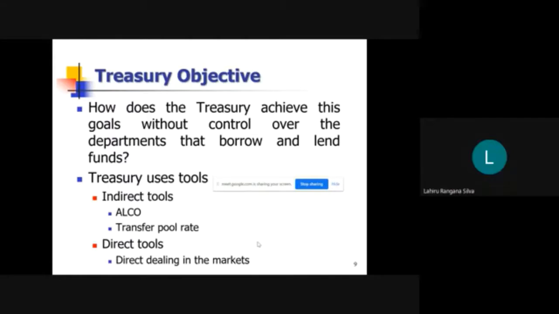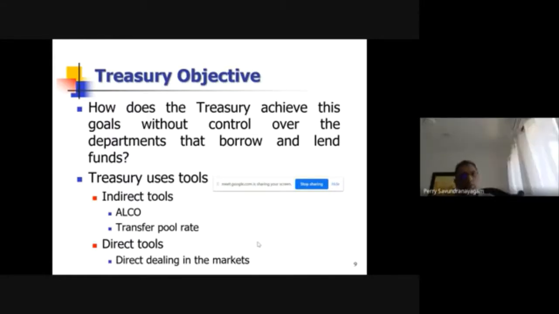Yeah. So indirect tools are these. Direct tools are basically dealing in the market. So what we discussed: buying and selling dollars, borrowing and lending operations through various instruments and products that are there, money market and capital market products that are there.